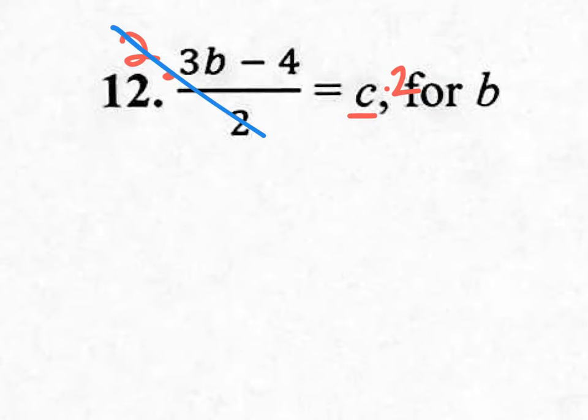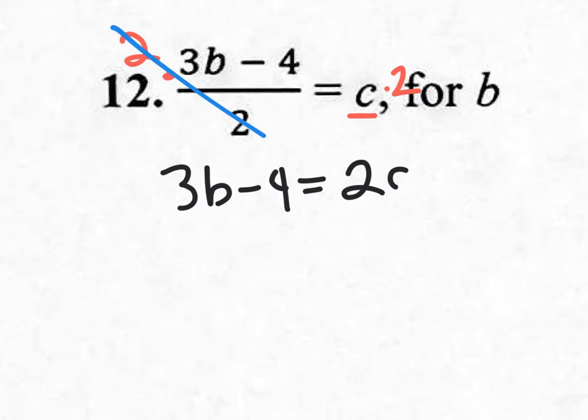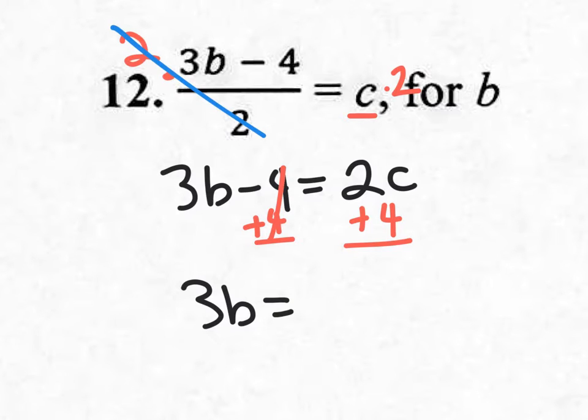So let me rewrite my equation. It's now easy to do: 3b minus 4 equals 2c. So we want to solve for b. I'm going to get rid of the minus 4 by going plus 4 and plus 4. And of course, you can't add letters and numbers, so you're just going to rewrite it: 3b equals 2c plus 4. And now your final step is to divide by 3.